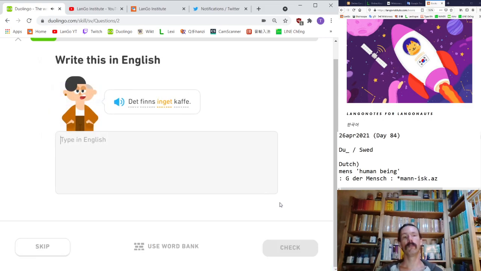Det finns inget kaffe. Alright, this inget, I know from the suffix that it's part of the noun phrase, because that's a neuter agreement one. Kaffe. Not der Kaffee as in German, but neuter. And det finns is literally there finds itself, or that finds itself. Inget finns means there exists. And then no coffee.